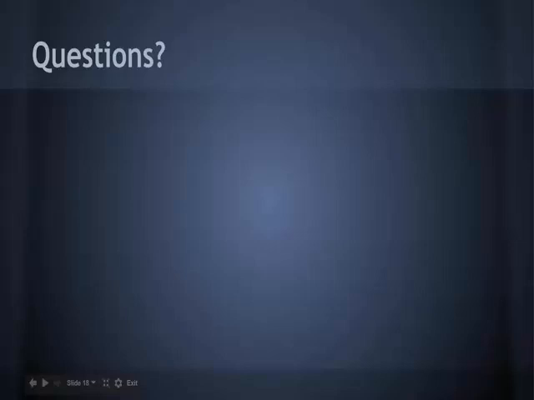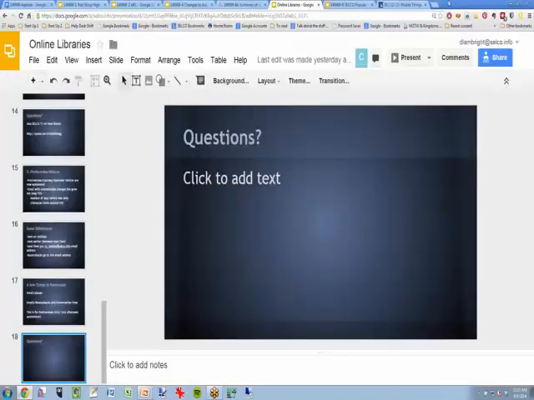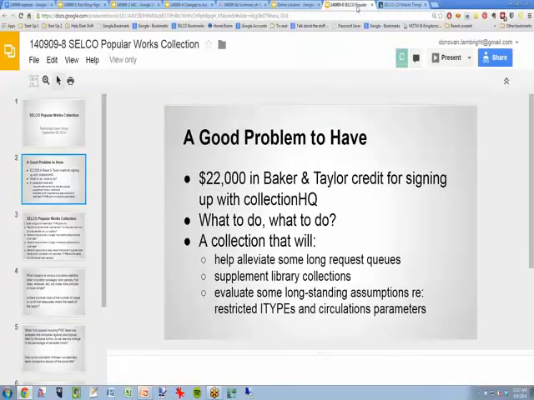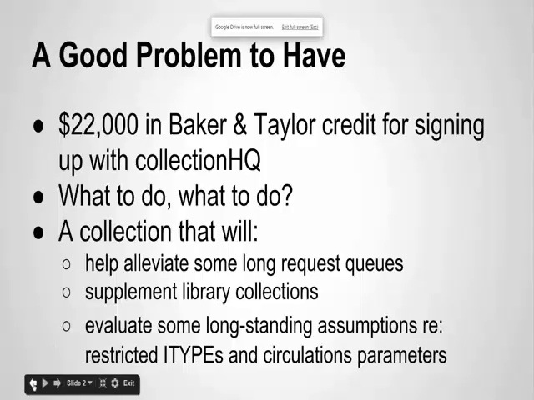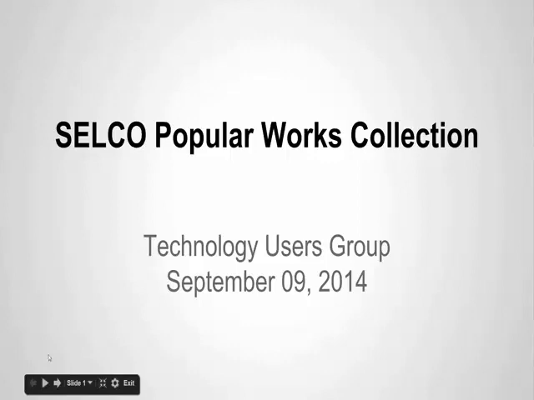All right. Well, we're going to wrap things up today with the SELCO Popular Works collection. We have a problem, but it's a good problem to have. When we set up our account through Collection HQ for the data-driven LSTA project, we got an unexpected windfall of $22,000 in Baker and Taylor credit. This was a signing incentive that Collection HQ is making available. It has to be used on materials purchased through Baker and Taylor.